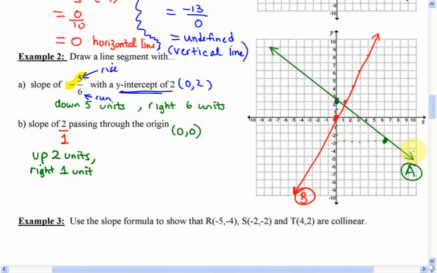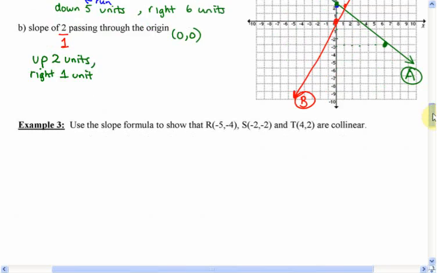The bottom number represents the run, the distance that we move horizontally. So that's why I'm saying you go right 6 units. That's what that fraction means: down 5 units, right 6 units. That's the idea of the slope of negative 5 over 6. Now, where do we start? It says this line also goes through the y-intercept, the point (0, 2). So first I plot the y-intercept, then I use down 5, right 6 to find the next point on that line. I go down, over, mark the next point, connect the 2 points together, and there's my line.